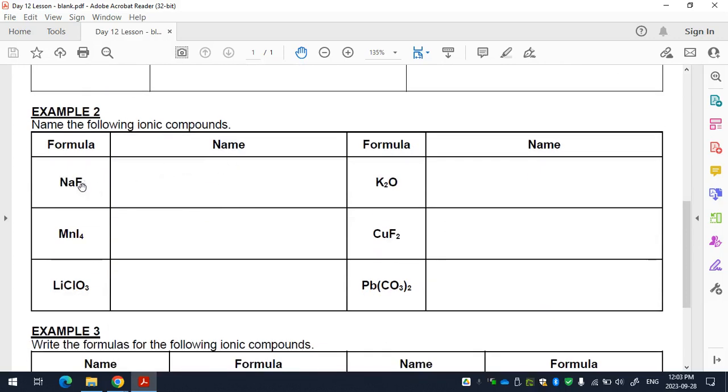And then you have the exact same table, just 6 different ones. You have to tell me the name. So what was the name for this one? You remember? Sodium fluoride, not fluorine. So I'm going to give you something like maybe calcium chloride. You have to write calcium chloride. Okay. Each one of these is what?